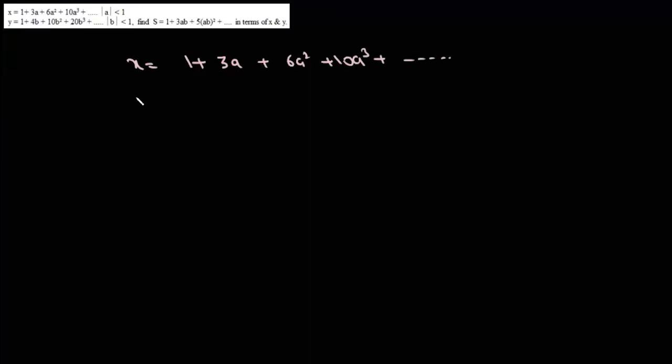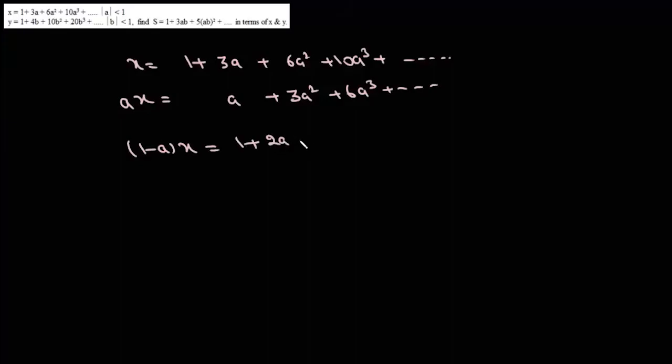Now what we'll do is, we'll write this series again and we'll multiply every term with a, and we'll displace this term by 1. So we'll get this a, and this is 3a square. Next one will be 6a cube up to infinite, and we'll subtract second from first. We'll get 1 minus a x, and it will be equal to 1 plus 2a plus 3a square plus 4a cube up to infinite. Now this is an AGP.